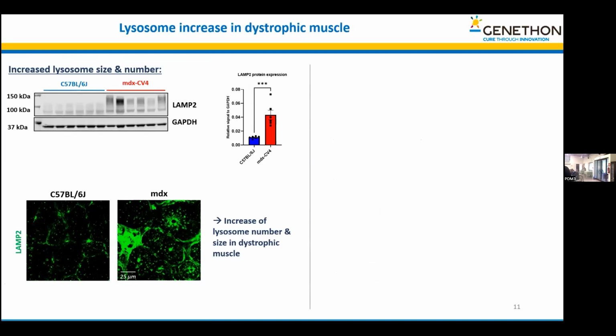And then we checked some of the lysosome parameters in the muscle. For instance, here we checked for LAMP2, which helps quantify the lysosome in the muscle. And we can see a clear increase of lysosome number, but also of lysosome size, as we can see by immunostaining. So there's an upregulation of lysosome within the dystrophic muscle.